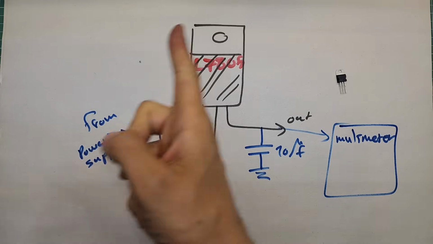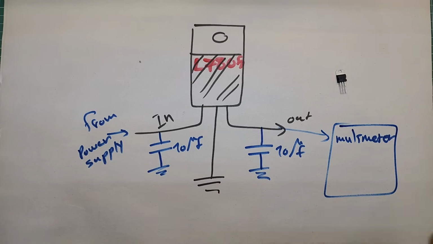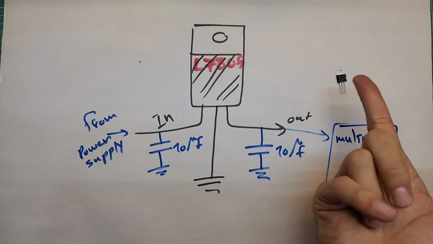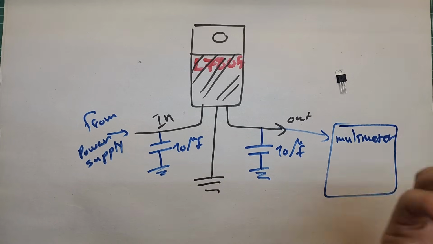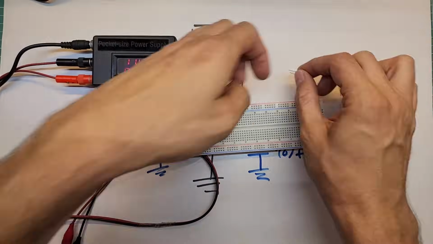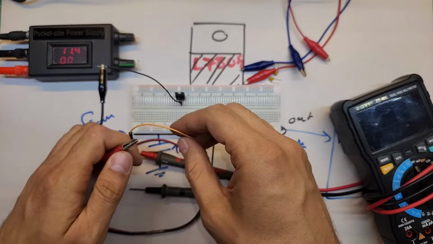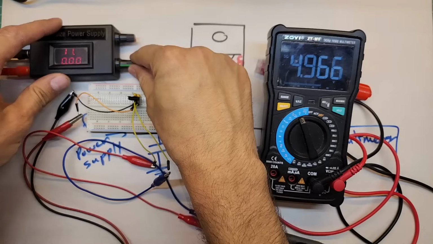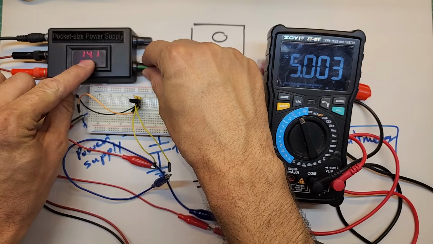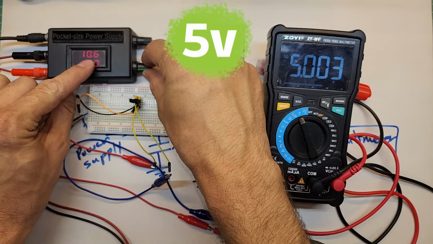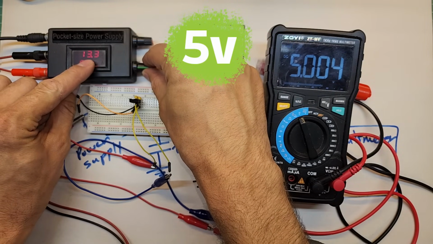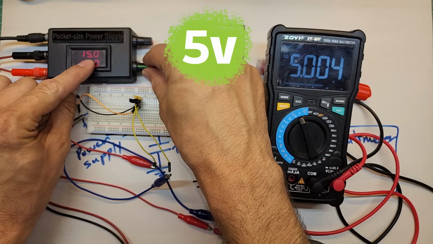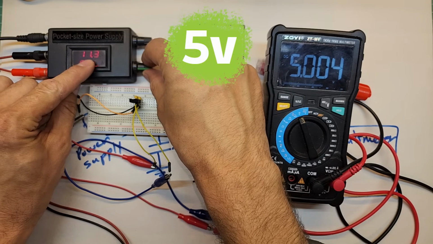This is the simplest circuit you can use to get a linear regulator like this L7805 up and running. I'm going to build this circuit and we will test it together to see how it works. You can see here that the output voltage is 5 volts. No matter how much I change the input voltage, the output voltage stays fixed at 5 volts.